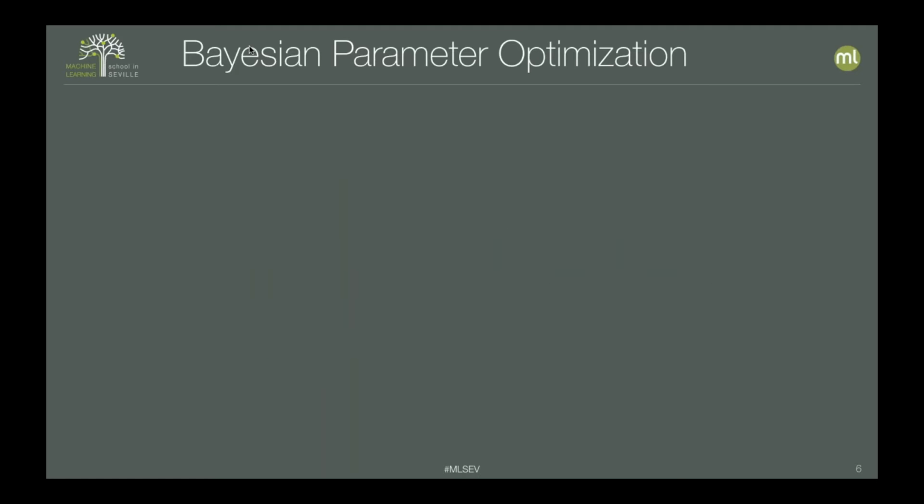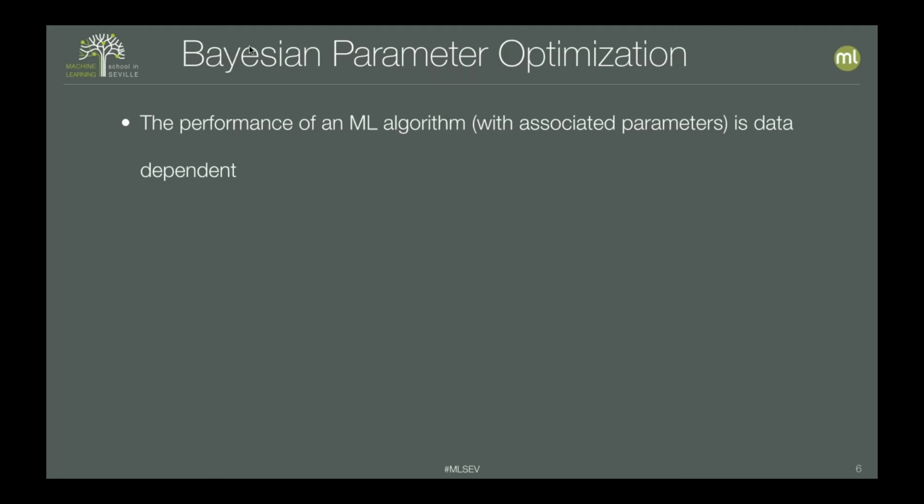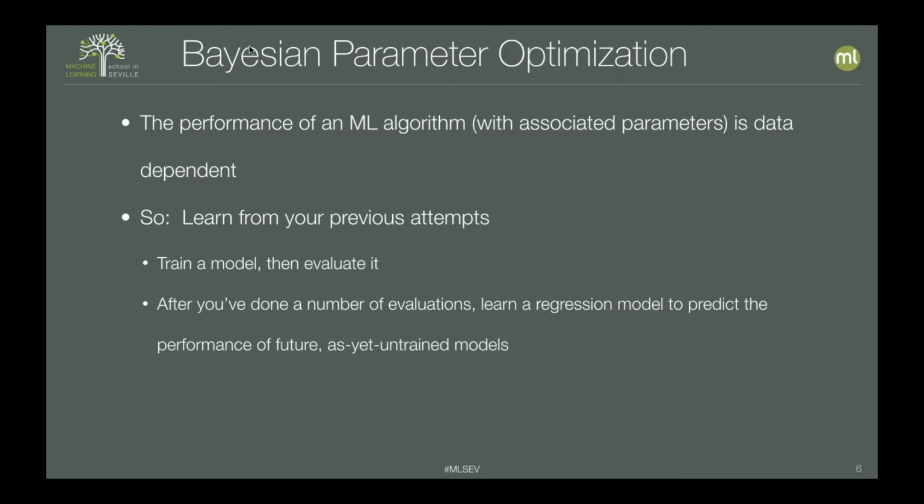So Bayesian parameter optimization is a really common way of solving this AutoML problem. The performance of an ML algorithm with some set of parameters is data dependent, right? You get some data in, and then you can measure performance. And so we're just going to learn from our previous attempts, basically. We'll train a model, and then we'll evaluate it. And then after we've evaluated a number of models or different parameters or whatever, we'll learn a simple regression model that predicts the performance of future models, based on this data that you've given us.